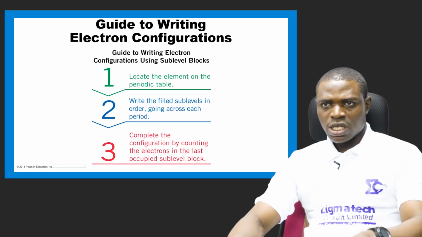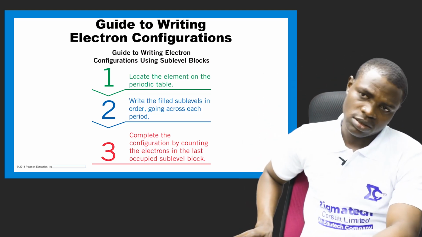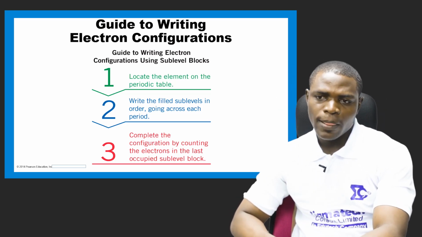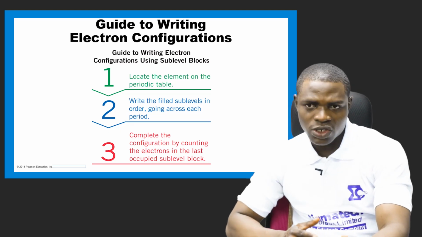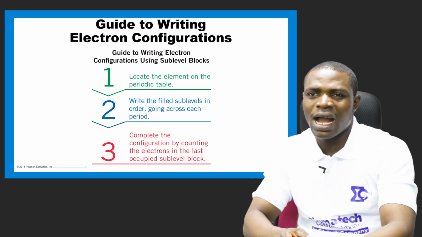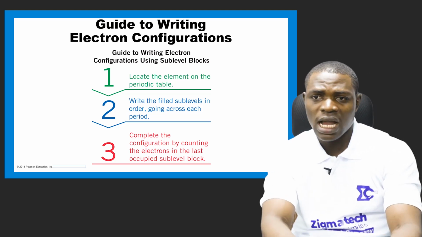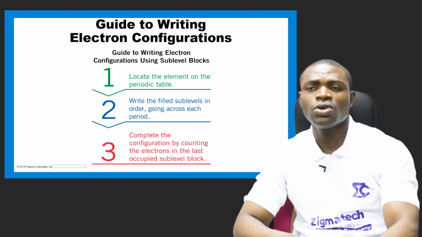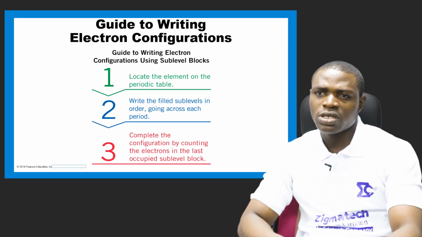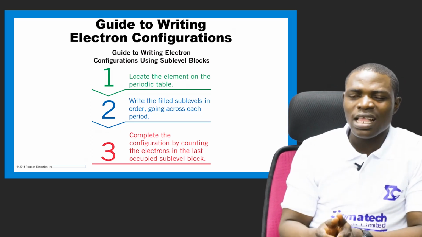So let's go ahead. Now, if you want to write the electronic configuration, let me give you a comprehensive guide. This comprehensive guide will help you regardless of which element you are considering, regardless of the electronic configuration of any element whatsoever. If you follow this guide, it's going to guide you into doing the right thing across the period and down the group when you are writing electronic configuration. So the first guide is you must locate the element on the periodic table. That is why it's important that you know the position of the element in the periodic table.